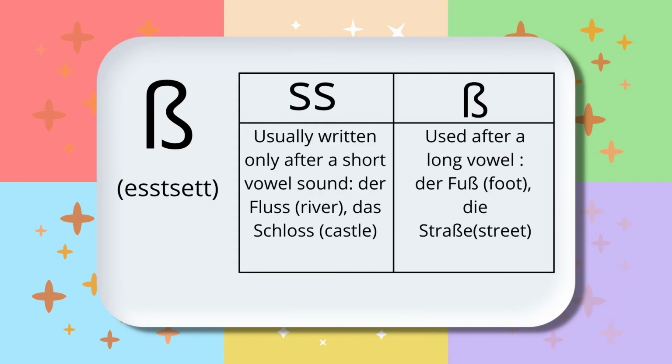Now the next and the last letter is Eszett. It looks like the beta sign and sounds like a double S. Now there's a minor difference between the usage of Eszett and a double S. A double S is usually written only after a short vowel sound, like der Fluss, das Schloss, whereas Eszett is used after a long vowel sound, like der Fuß or die Straße.